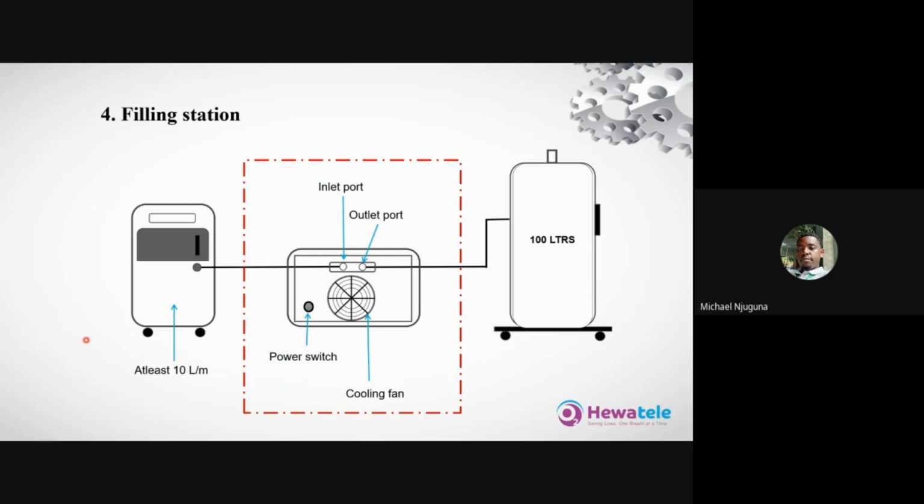The filling station has an inlet port, where the oxygen concentrator is connected to the filling station via a tube. And the outlet port is where the reservoir is connected to the filling station. There is also a power switch, as you can see, and there is a cooling fan. And of course, on this other side, we have the reservoir tank. The filling station comes in various designs, but for the sake of this session, we'll use the Biomedical filling station, which looks like what we have on this slide.